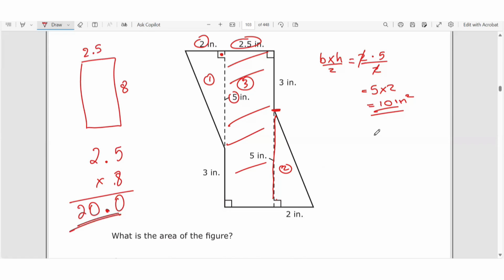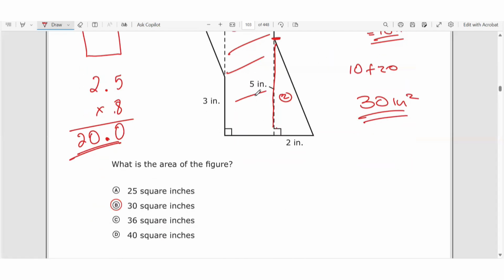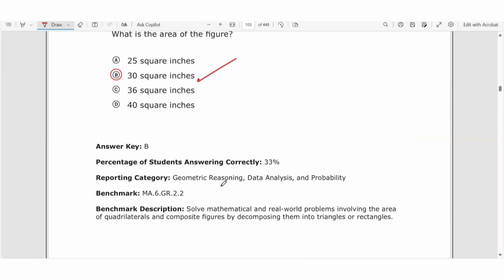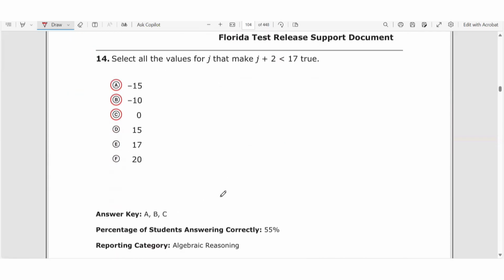So 20 plus the 10. So 10 plus the 20, we should have an answer of 30 square units. And that's just one of the ways you could put it on. And here it is. We have our square inches there. Now let's take a look at the 14th question.